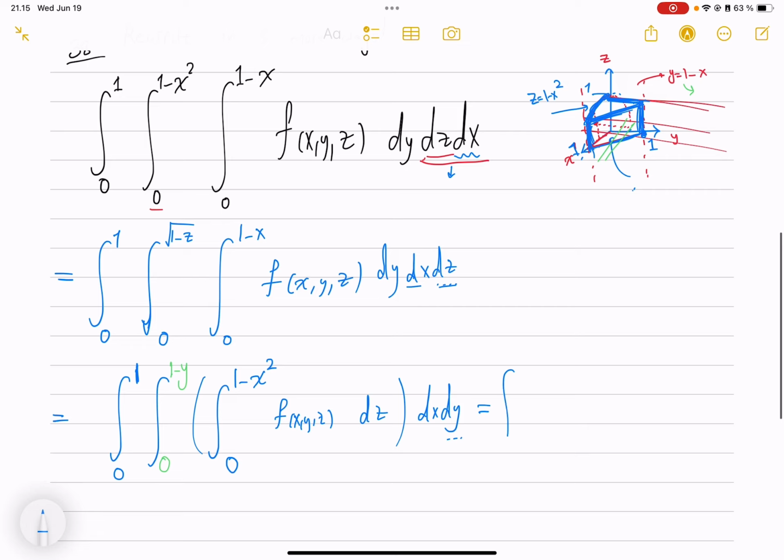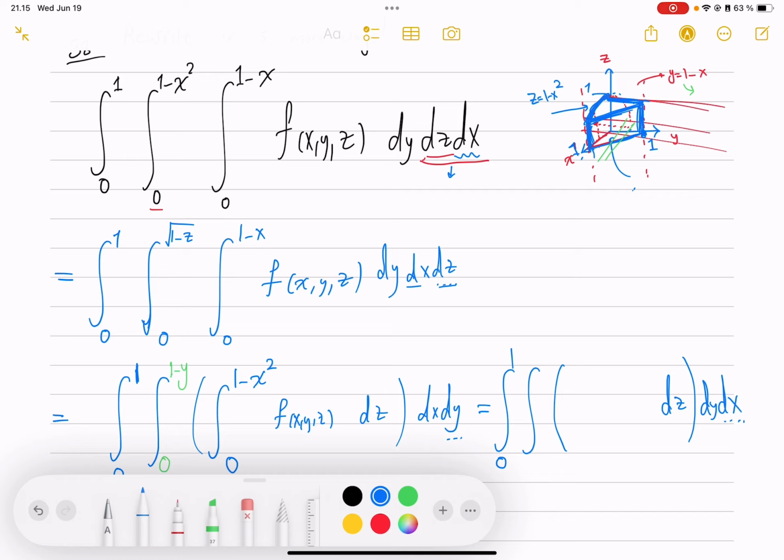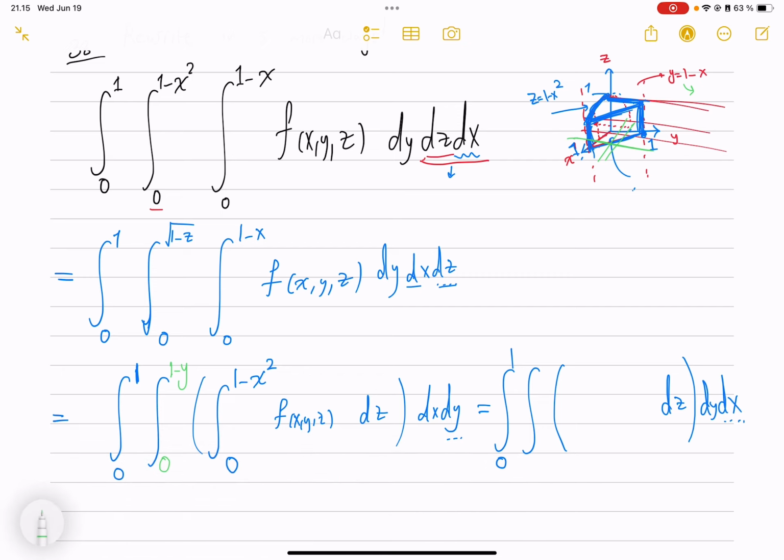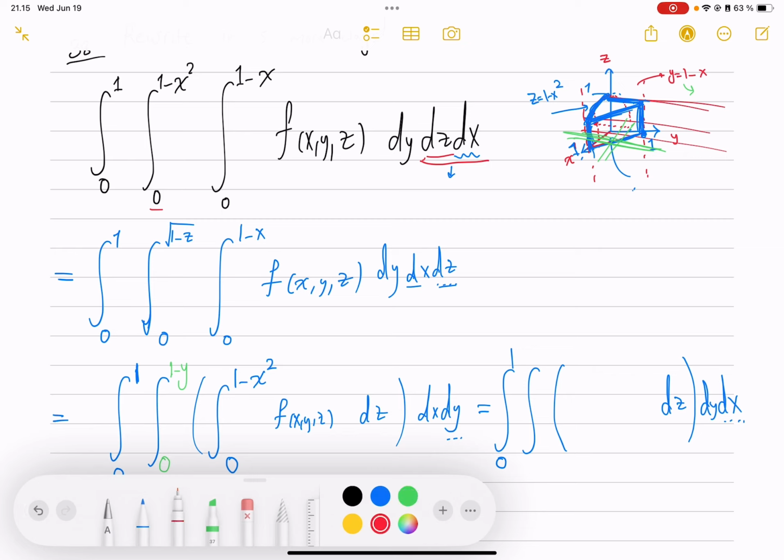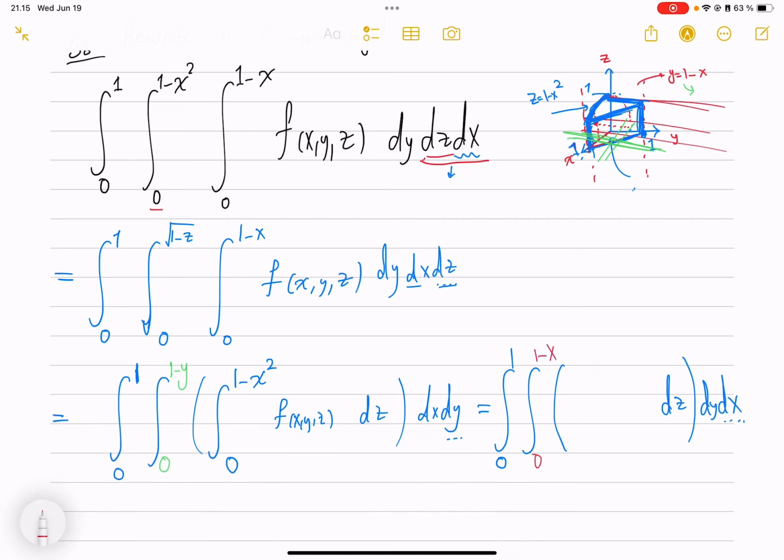Let me do this. This time, again, I will keep the dz fixed. And now I want to go dy dx. That means I'm looking at the projection onto the xy plane again, but this time I'm going to do x first. So x goes from 0 to 1. And when I fix my x, look at my picture. I'm going to draw this thing. So when I fix my x, where does y range? So y goes from 0 to 1 minus x. And finally, in the inside, z goes from 0 to 1 minus x squared.